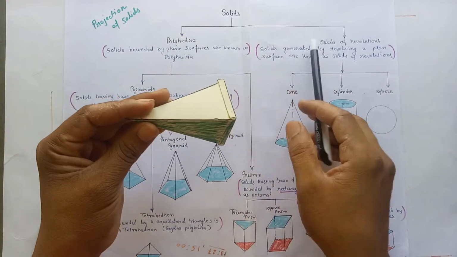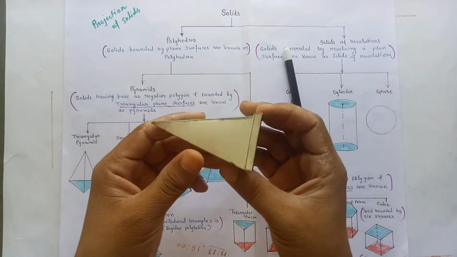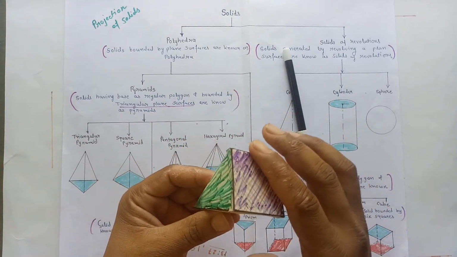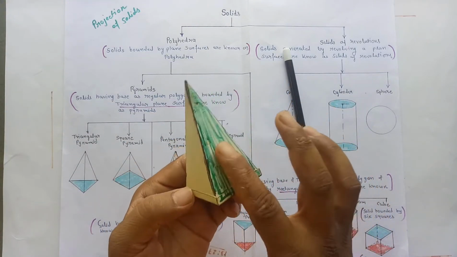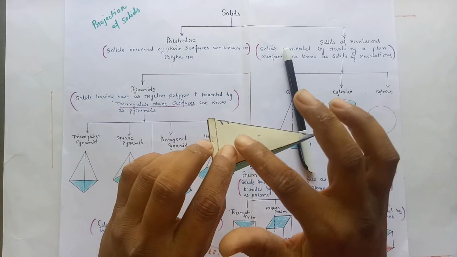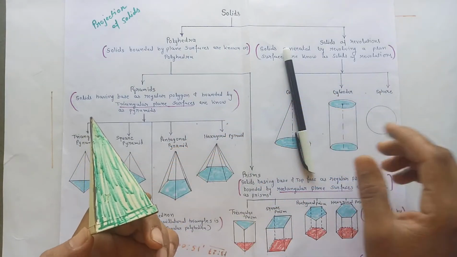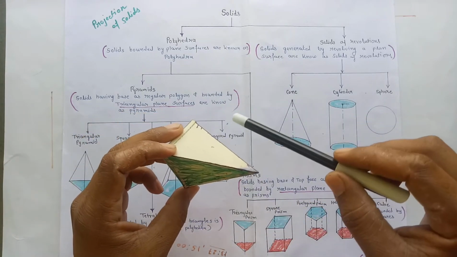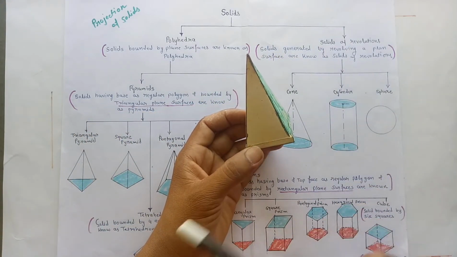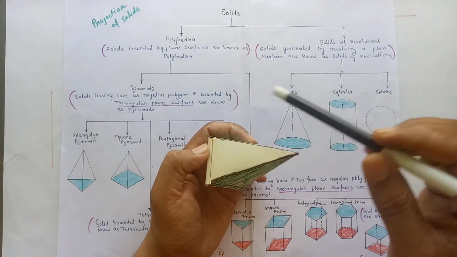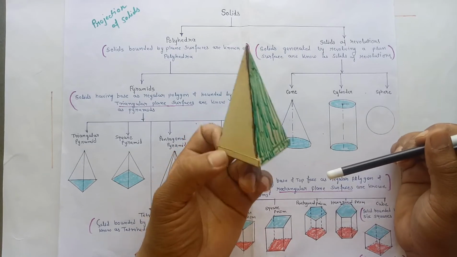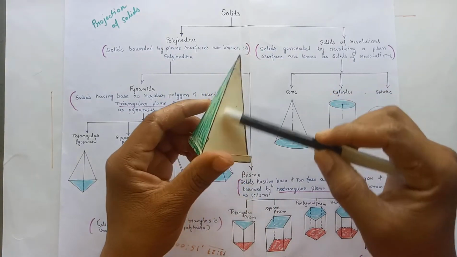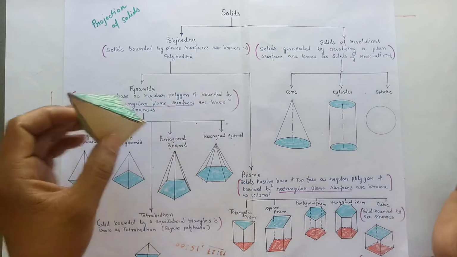So this is an example of the pyramid. This is the square pyramid. The base is a regular polygon and it is bounded by triangular plane surfaces. The solids bounded by plane surfaces are known as polyhedra, and the solids bounded by triangular plane surfaces are known as pyramids. So here the solid is bounded by triangular plane surfaces.